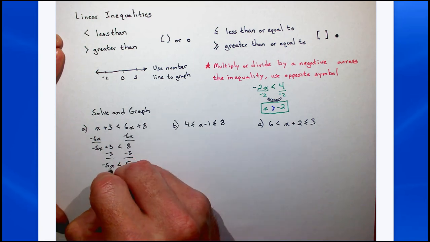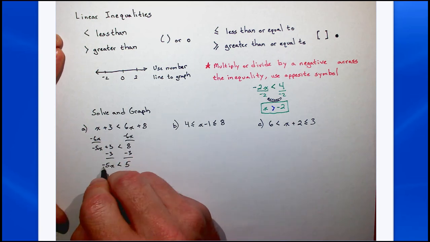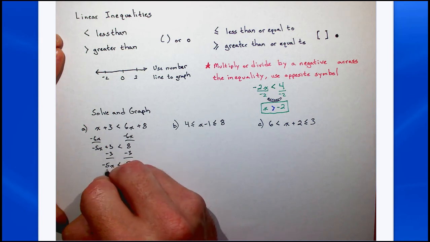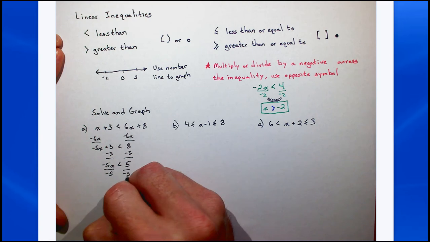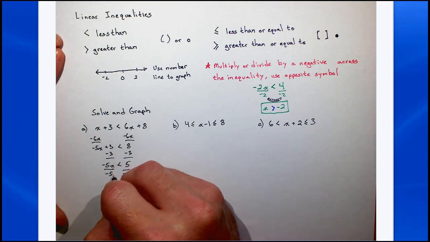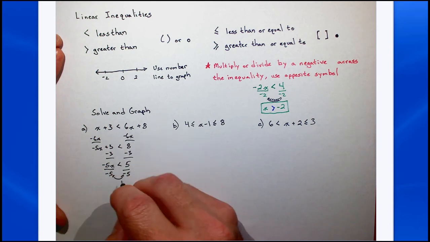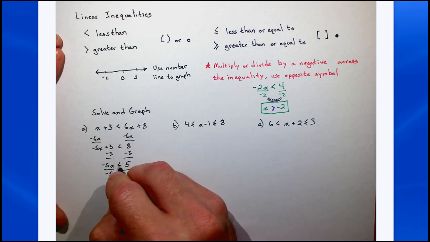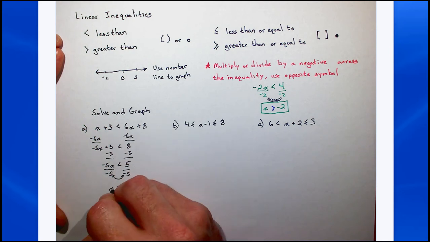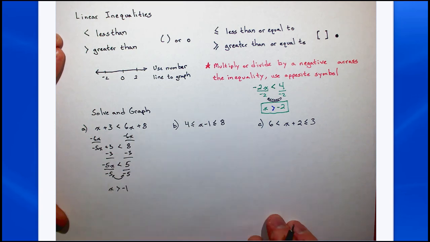Okay, I'm interested in x, only x. I don't want a negative 5x with it. So this is multiplication occurring, therefore I will divide. And if you notice, I'm dividing across the inequality by a negative. That causes the inequality symbol to change. What was less than now becomes greater than. X is greater than a negative 1.